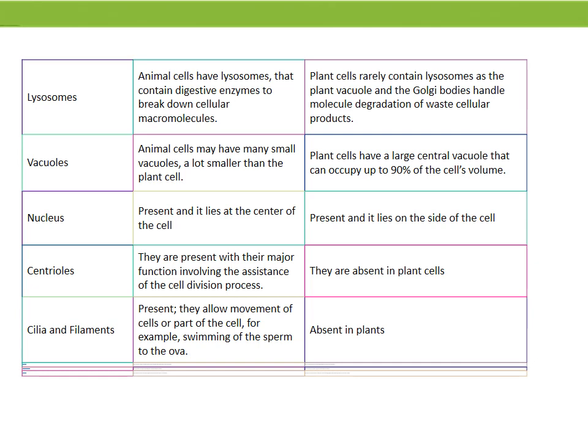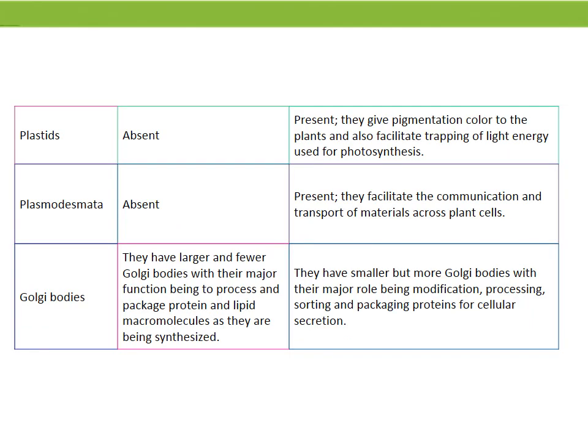Cilia and flagella are present in the animal cell because they allow movement of cells or parts of the cells, for example, swimming of the sperm to the ova, but they are absent in the plant cell. Plastids are absent in animal cells but they are present in plant cells because they give pigmentation color to the plant and also facilitate trapping of light energy used for photosynthesis. Plasmodesmata is absent in animal cells but it is present in plant cells because they facilitate the communication and transport of material across plant cells.